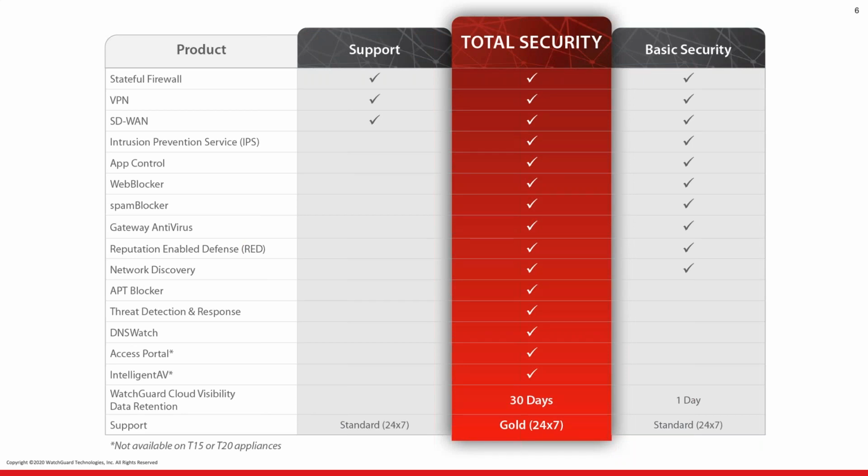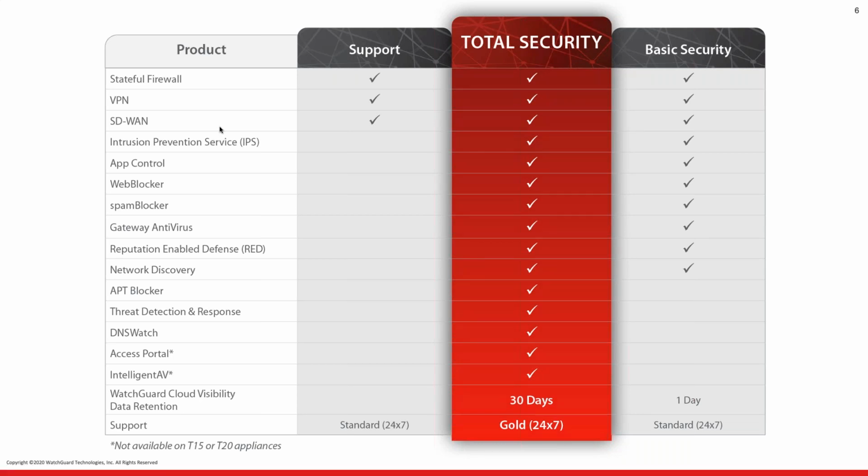Now, with WatchGuard firewalls, there are 3 ways that you can buy your firewalls. Actually, 4th way, which I'll cover as well. So most recommended is going to be total security, and that is the middle column. And as we look at total security, we are looking at, actually, let's start out with the left column, which is support only.